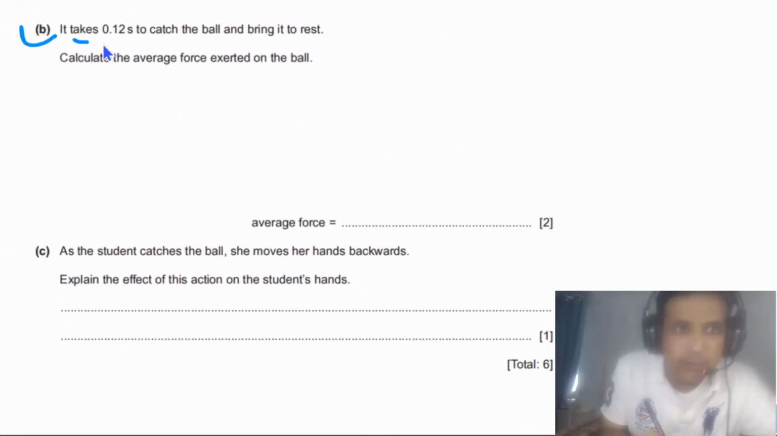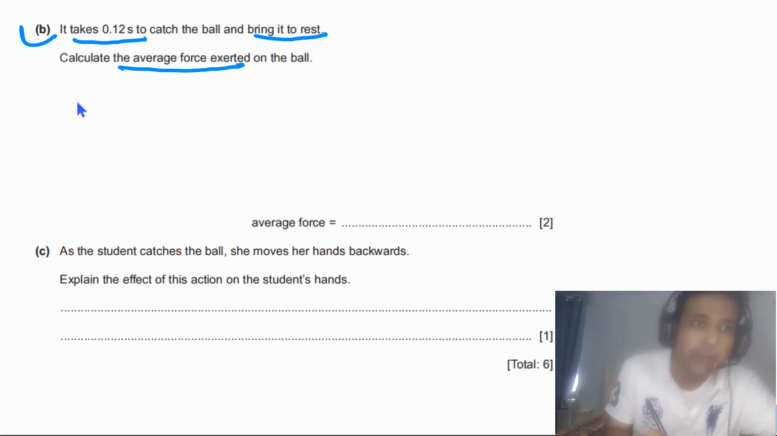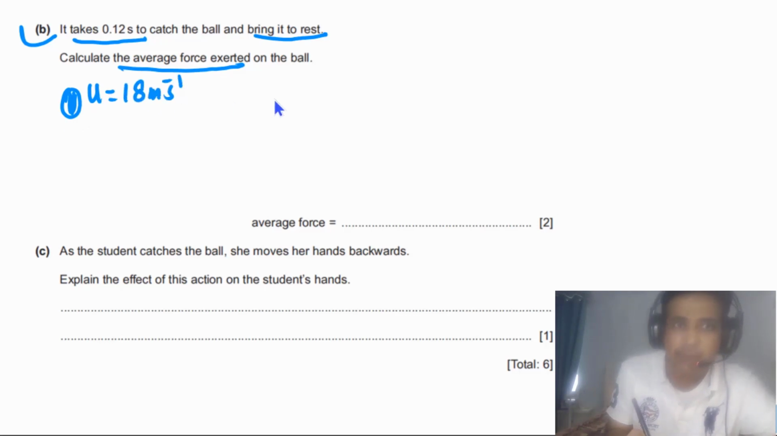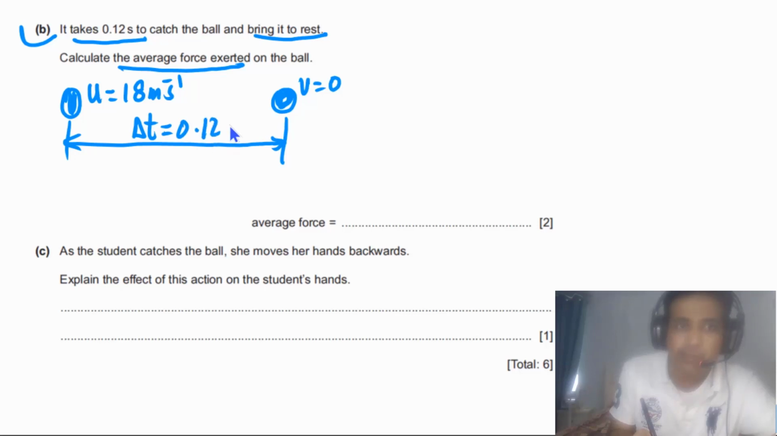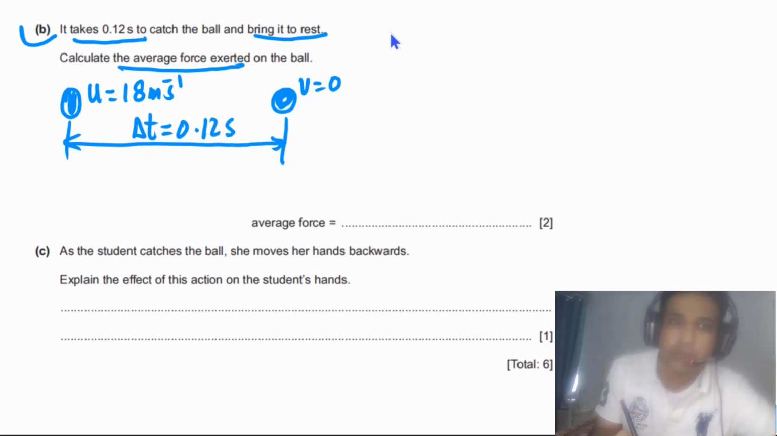Part B says it takes 0.12 seconds to catch the ball and bring it to rest. Calculate the average force exerted on the ball. It is given to us that initially the ball has speed u, that is equal to 18 meters per second, and finally the ball comes to rest, meaning the final velocity is equal to 0, and the time taken between initial velocity and the final velocity is given to us. The time taken delta t is equal to 0.12 seconds.